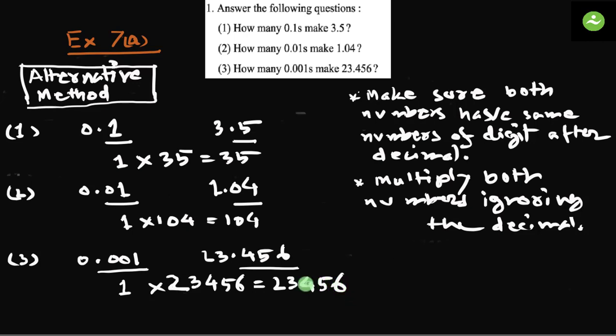Now in case you see the digits are not the same, for example if you see 0.1 and the other is 35, what will you do? You have to make sure both have the same number of digits after the decimal, so you add a decimal and a 0, so it becomes the same. After the decimal 1 digit, after the decimal 1 digit.